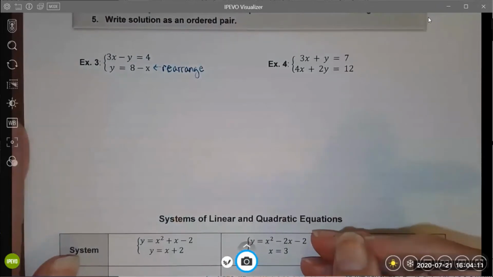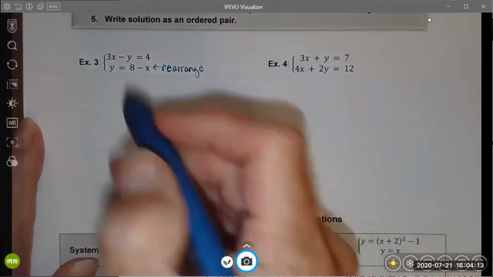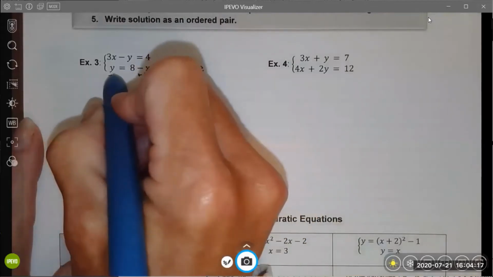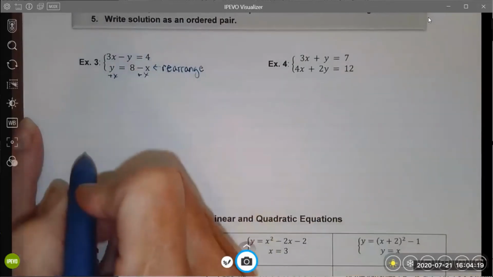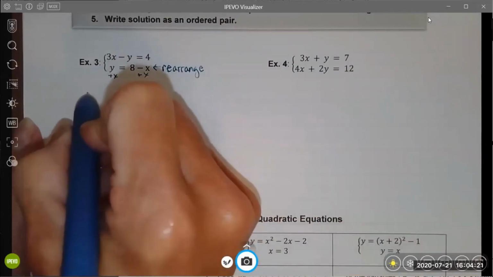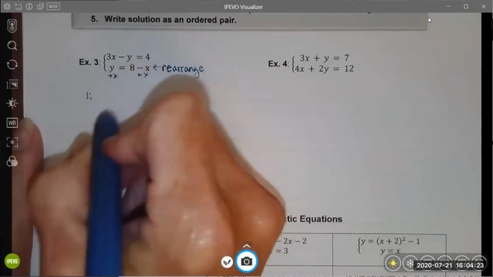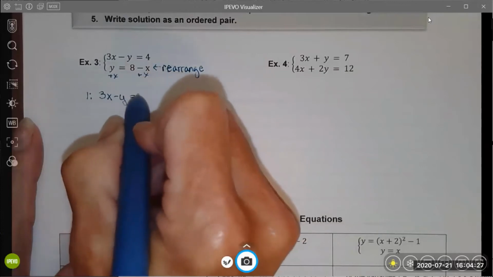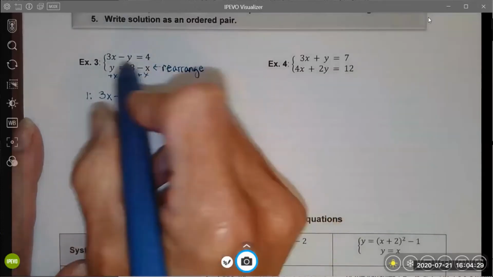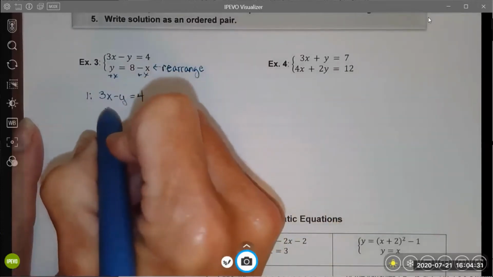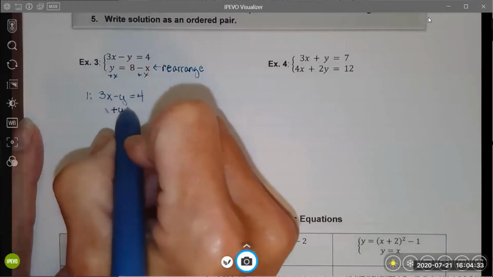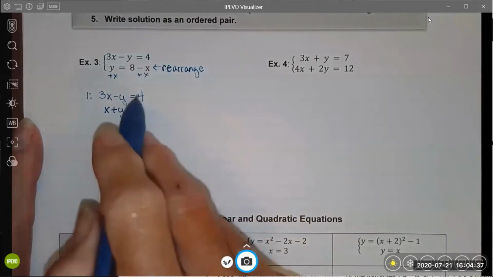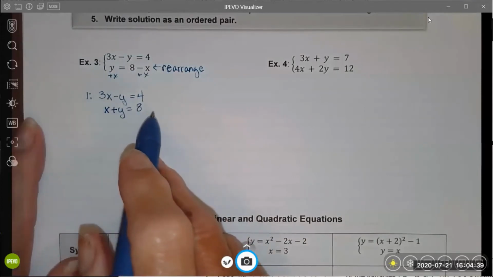There we go. Sorry, that looks a little messy. So I'm going to rearrange this by adding x to both sides. And now I can stack my equations. So step number one is to rearrange and stack my equations. I like the 3x minus y equals 4. And if I've added x to both sides here, then I have x plus y equals 8. And I have stacked equations, so I'm ready to eliminate.